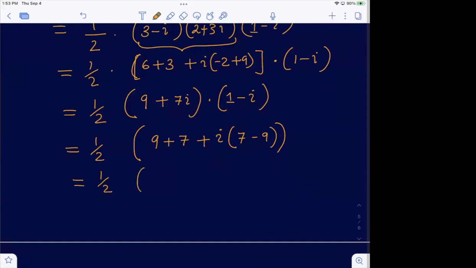So it's going to be 1/2 (16 minus 2i). And if you simplify this further, you can see now multiplication by a real number is nothing other than the multiplication of the real part and the imaginary part of the same complex number. So that will result in 8 minus i. So we can do simplifications of any number of complex numbers in this way.